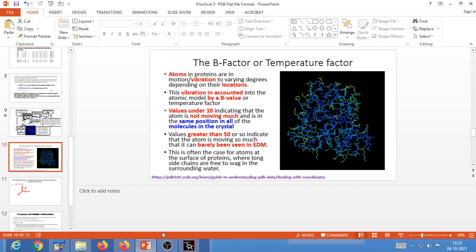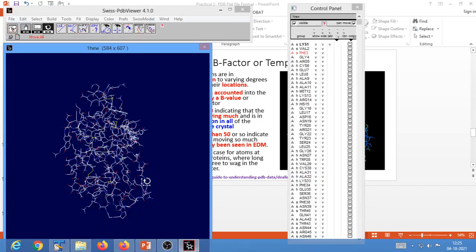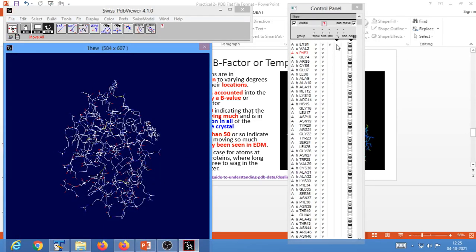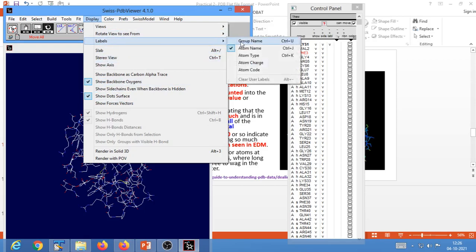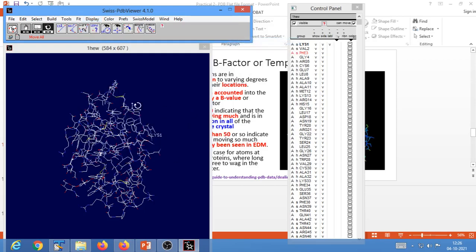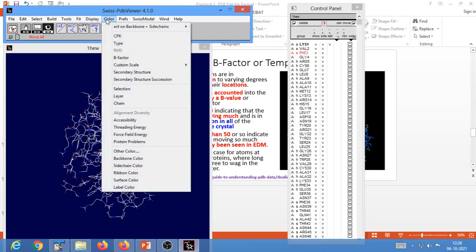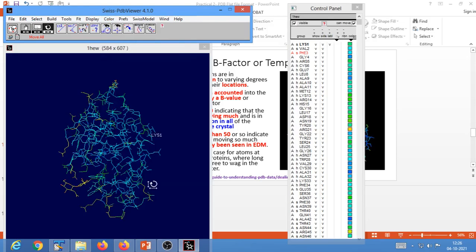Okay, so now you can visualize in your protein molecule which side chains have higher B factor. I will show you. Well, now you can color your protein molecule by B factor like this.